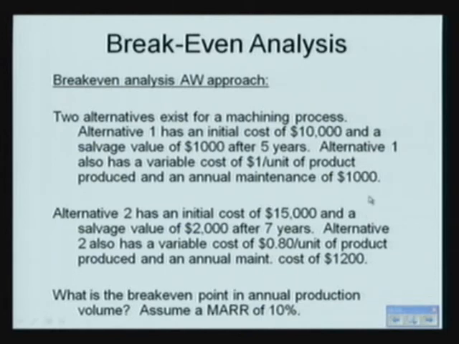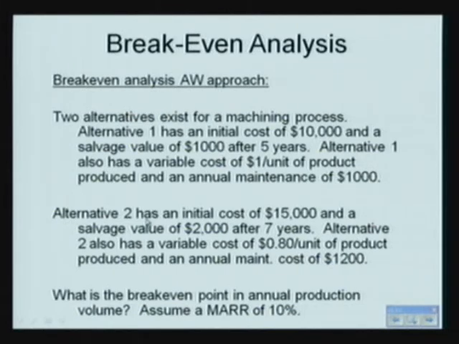I'm going to end today talking about a break-even analysis using an annual worth approach. Okay, and here's the example. I have two alternatives for a machining process. Alternative 1 has an initial cost of $10,000 and a salvage value of $1,000 after 5 years. Alternative 1 also has a variable cost of $1 per unit of product produced and an annual maintenance of $1,000.